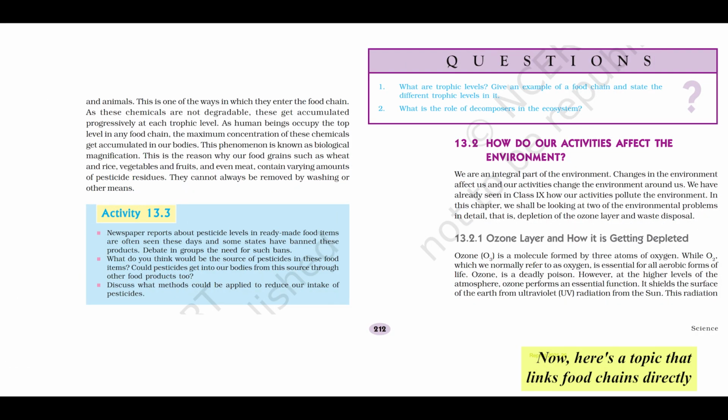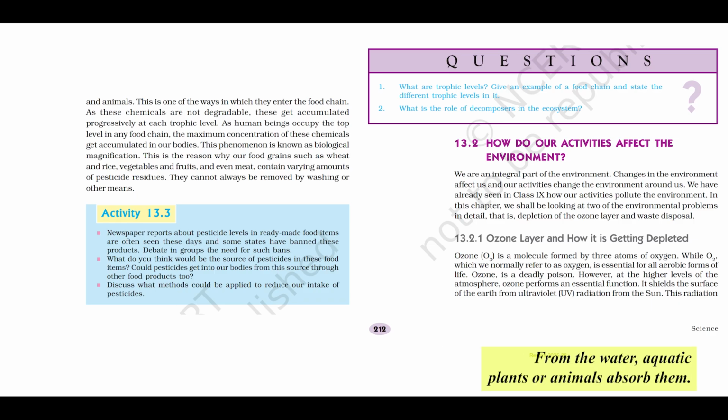Now, here's a topic that links food chains directly to human health and environmental pollution. It's called biological magnification, sometimes called biomagnification. Biological magnification. Sounds serious. It can be. It's about how certain harmful chemicals can build up in organisms as you move up the food chain. Where do these chemicals come from? Often pesticides used in agriculture. To protect crops. Yes, farmers use them to kill pests. But these chemicals don't just disappear. They can get washed off the crops by rain or irrigation into the soil or nearby water bodies like rivers and lakes. From the soil, plants absorb them along with water and nutrients.